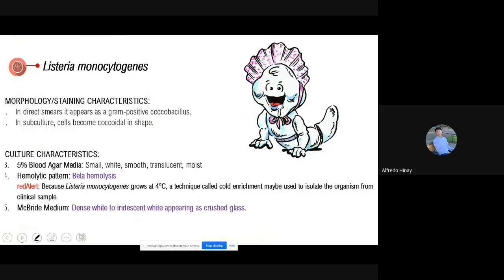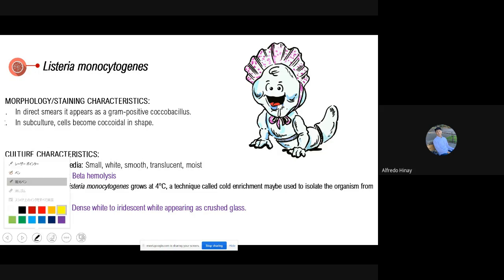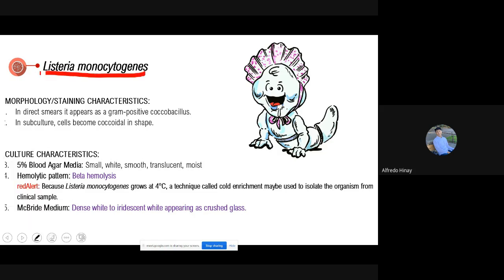For your Listeria monocytogenes, class, their appearance is almost the same with the others except for Erysipelothrix rhusiopathiae. Kasi si Erysipelothrix, class, mga V-shape sila. Pero kay Listeria, mga putol sila, class. Okay? So mga coccoidal in shape. Actually, with your Listeria monocytogenes, class, they are always mistakenly identified as your S. agalactiae.